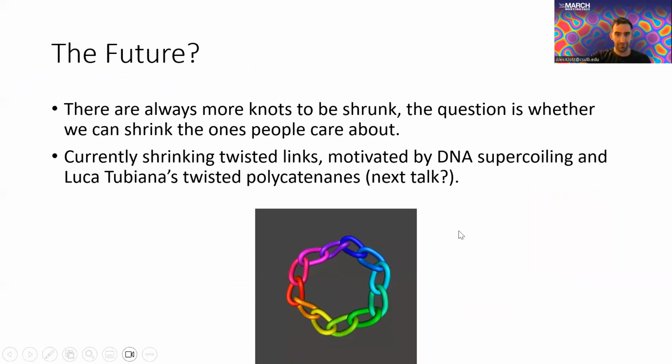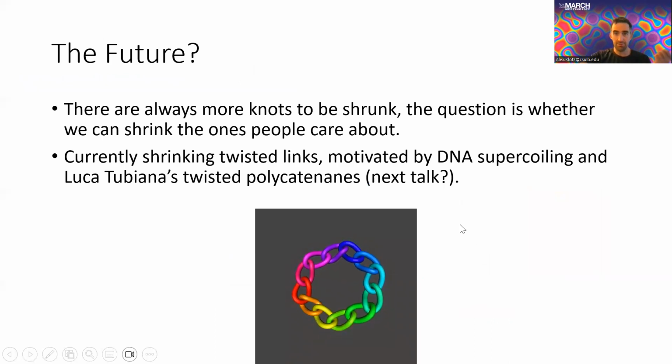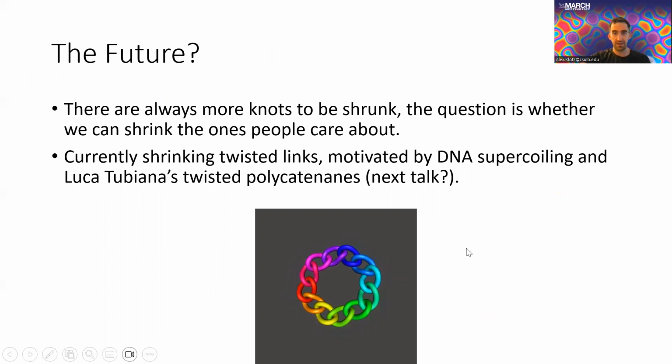So there's always more knots to shrink. If you're watching this and want to try it out, I can help you get that set up. I think as a scientist, it's important to remember the motivation and not just shrink a big knot for its own sake, and pose well-motivated problems.